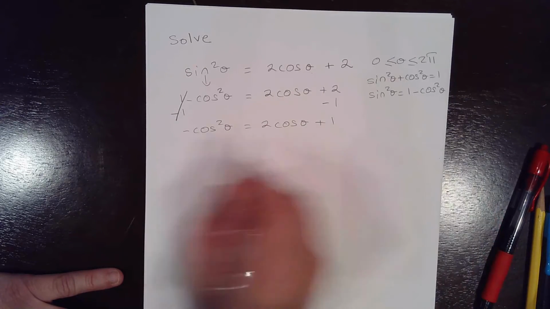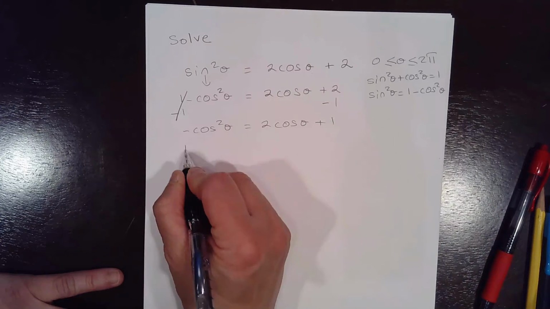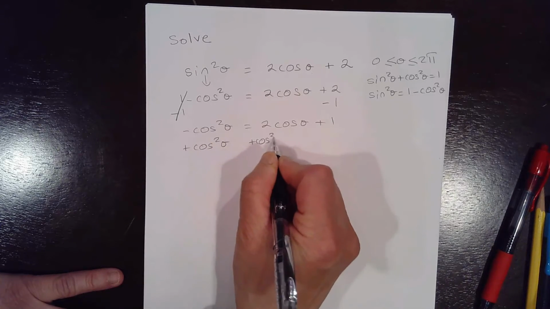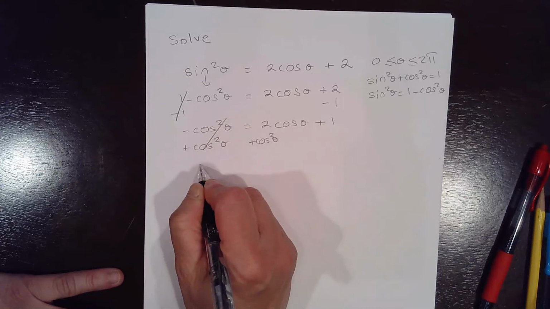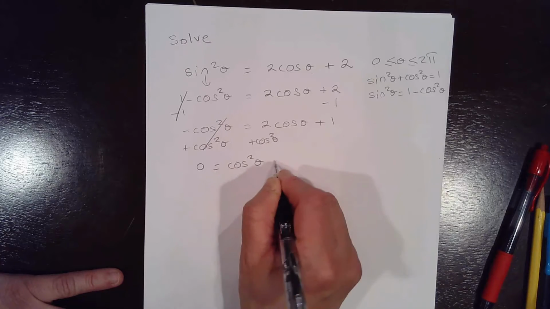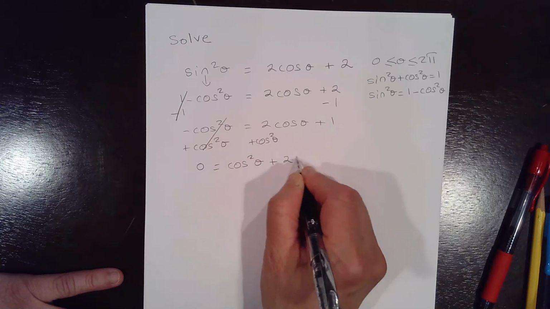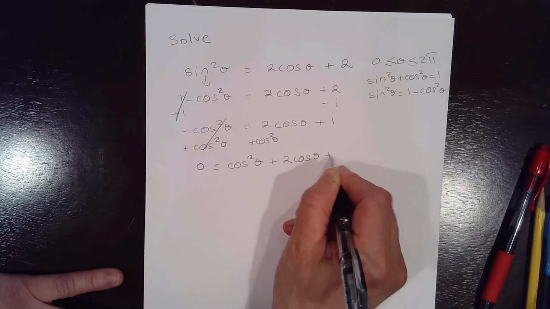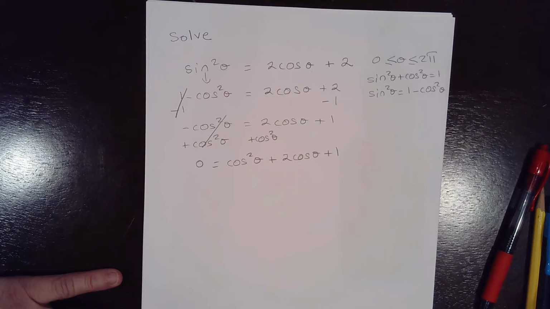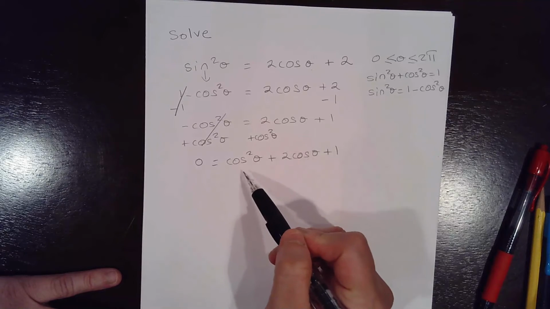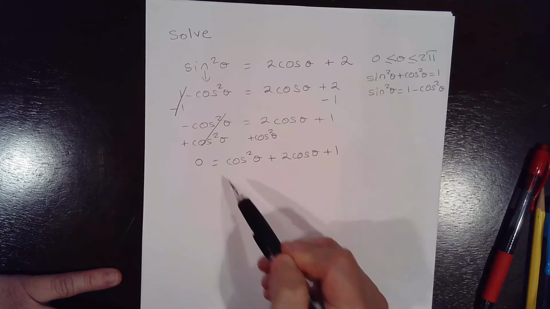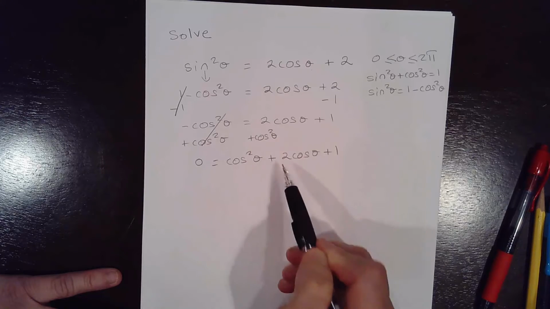Now we need everything to be on one side. So let's add cosine squared theta on both sides. So this cancels, and now you're left with 0 equal, let's write this one first, cosine squared theta plus 2 cosine theta plus 1. So now we have a quadratic equation in cosine. You can, if you want to, let x equal cosine theta. So if we let x equal cosine theta, we'd end up with x squared plus 2x plus 1.